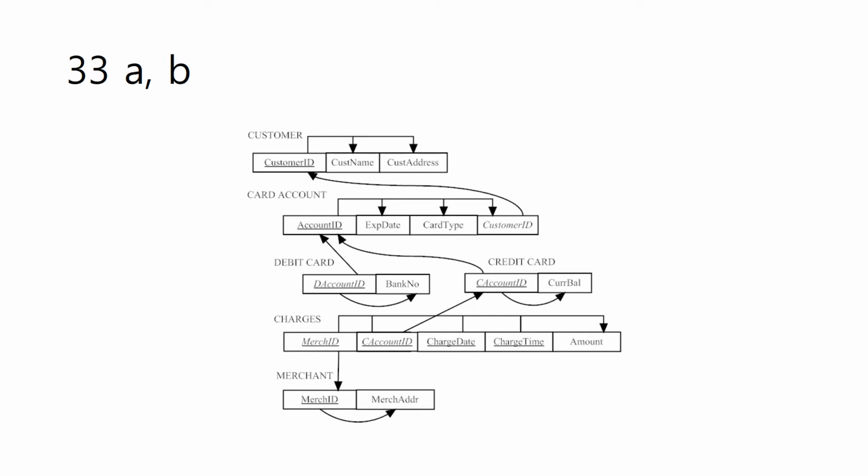So you can see there is a customer table: customer ID, customer name, customer address. Card account table: account ID, expiration date, card type, customer ID as a foreign key. Then debit card: account ID, and credit card: account ID. Then charges table: merchant ID, credit card account ID, charge date, charge time, amount. And merchant: merchant ID and merchant address.